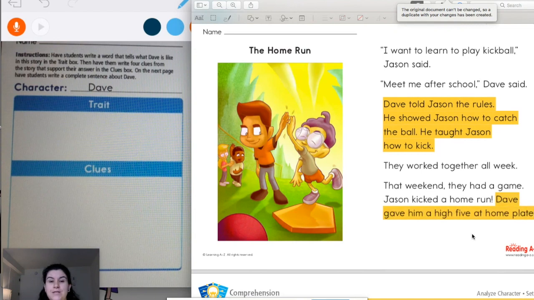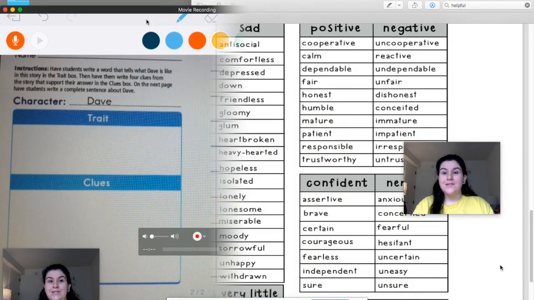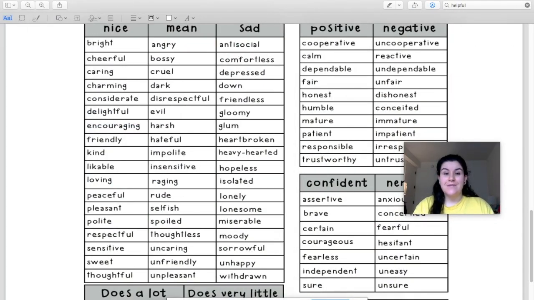So I'm focusing on all the sentences that mention Dave because I'm trying to figure out what word I can use to describe Dave. Let's read the highlighted words one more time. Dave told Jason the rules. He showed Jason how to catch the ball, and he taught Jason how to kick. Okay, scholars, we had a chance to focus on some things that Dave was doing in the story. We know that he was helping Jason learn all these different things about the game.